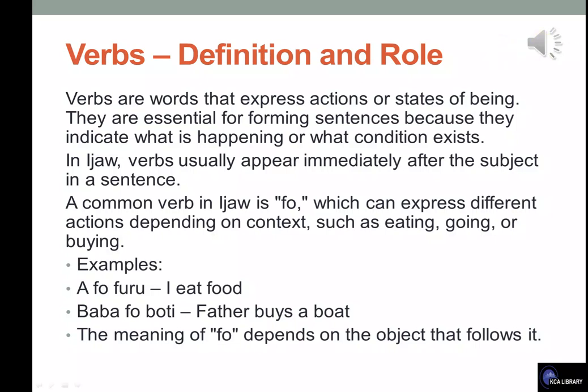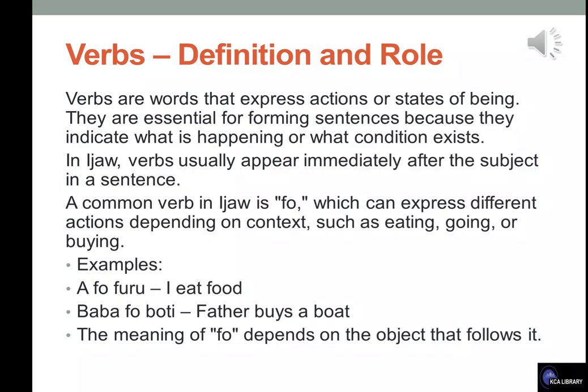Verbs are words that express actions or states of being. They are essential in sentence construction because they indicate what is happening or describe a condition or state. In Ijaw, verbs typically come immediately after the subject in a sentence, following a clear and consistent structure that helps maintain meaning and clarity. A common verb in Ijaw is efo, which can express different actions depending on the context, such as eating, going, or buying.